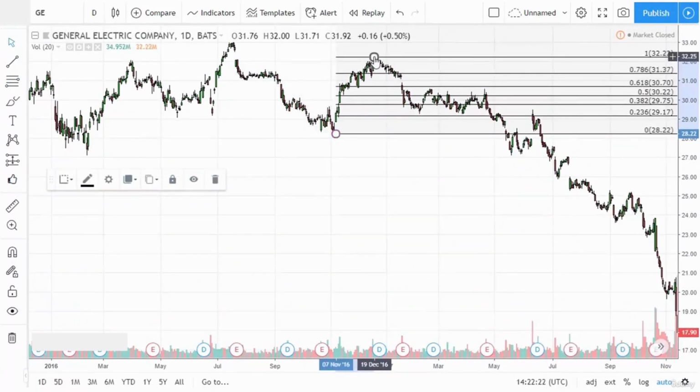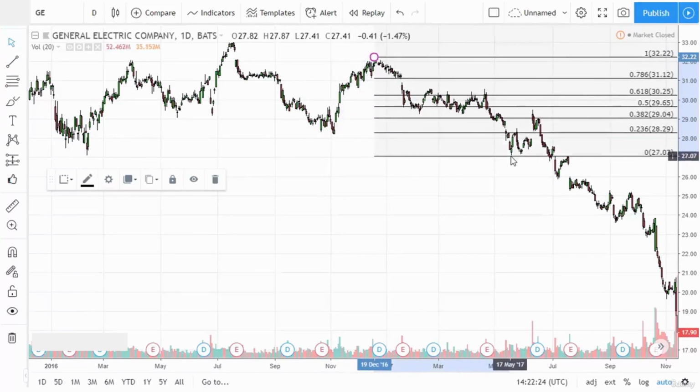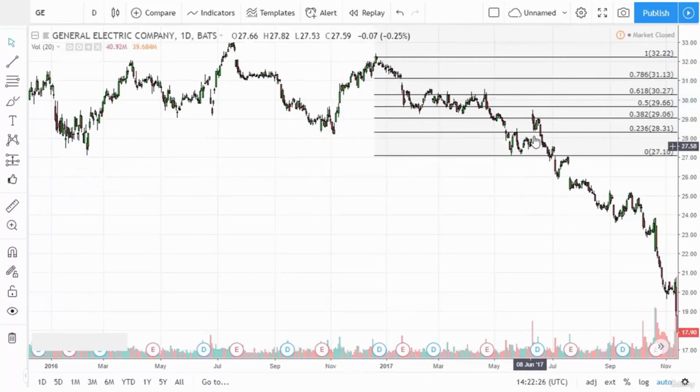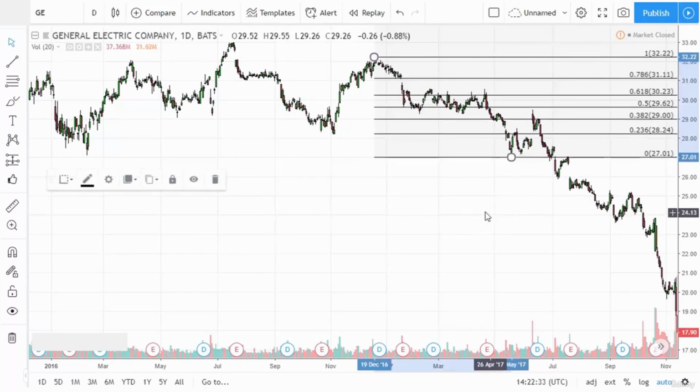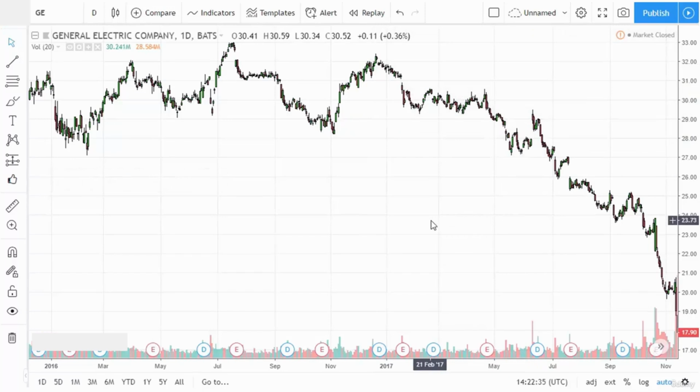This swing high could be extrapolated down to here. And then there's the 38.2 again. You can see that we fell and then we bounced a bit and sold off. So think of it as a guideline.